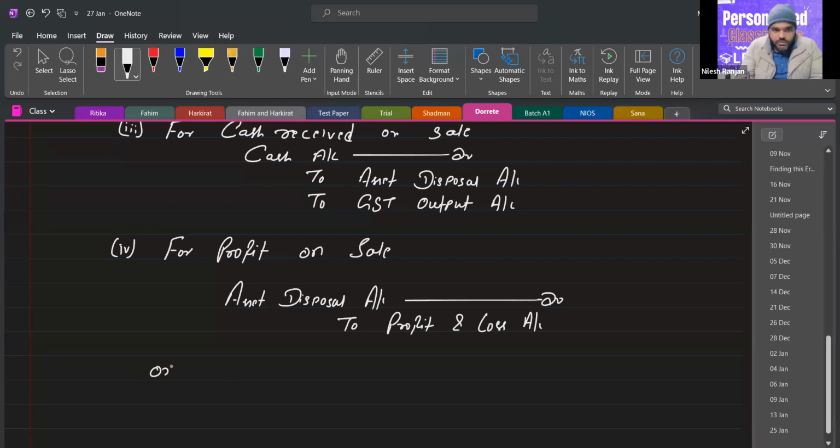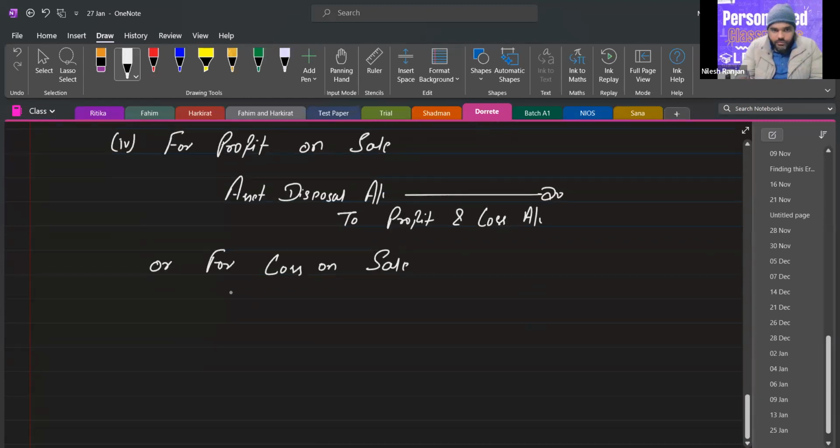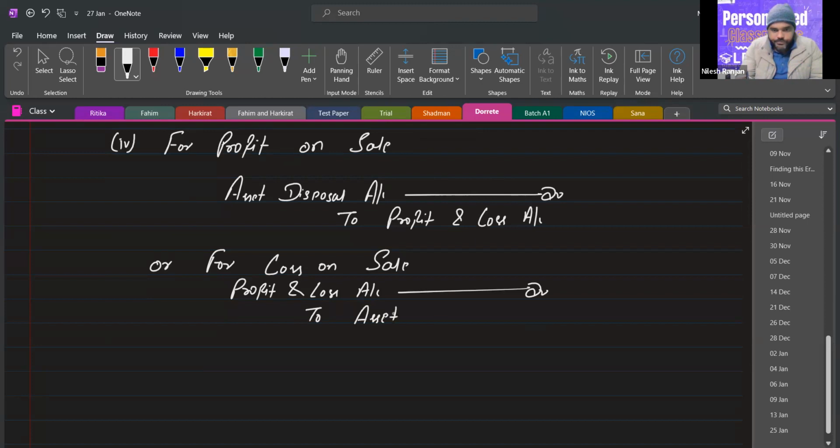And for loss, it will be profit and loss account debit to asset disposal account. Asset disposal account debit to profit and loss account for profit, and for loss it will be just the reverse. So these are the entries related to asset disposal account.